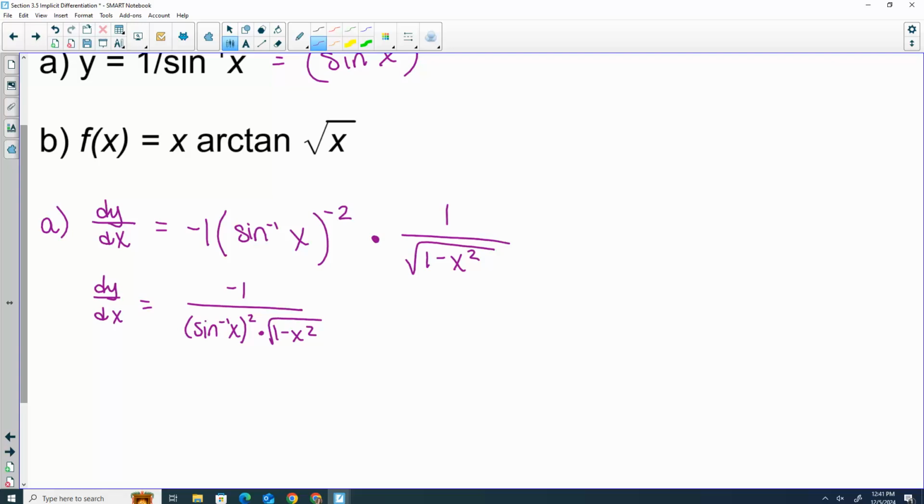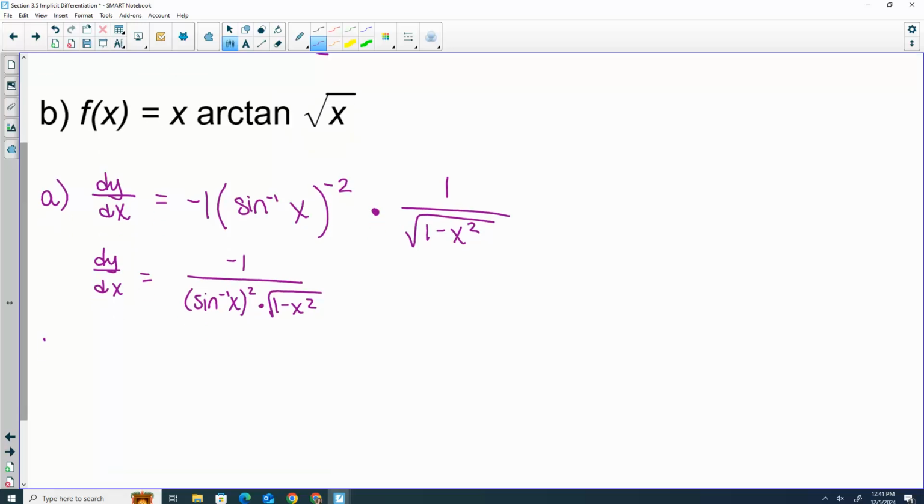So if I did x arctangent square root of x. Arctangent is just another name for tangent inverse. Tangent inverse of a square root of x. That's like x to the 1/2 power. So you notice my angle is different this time.